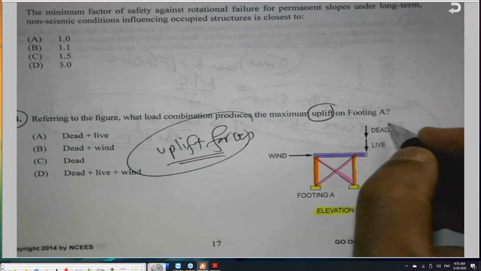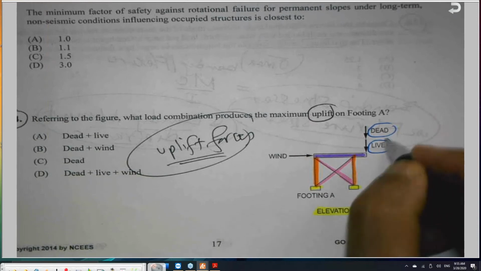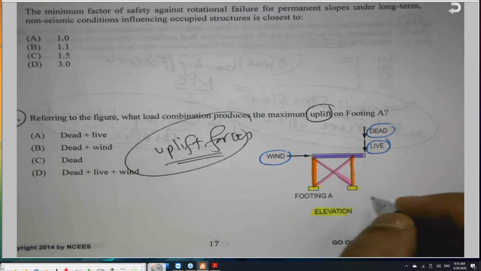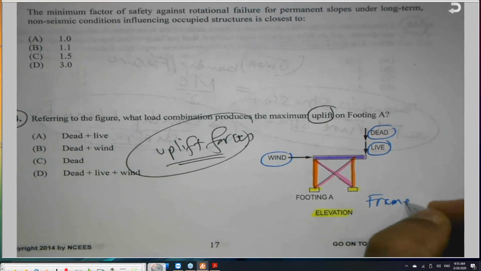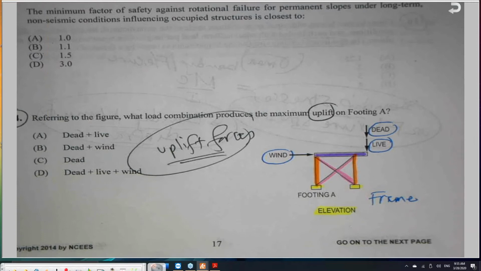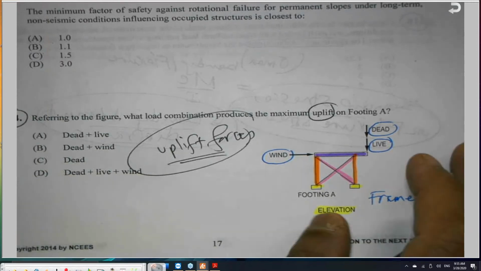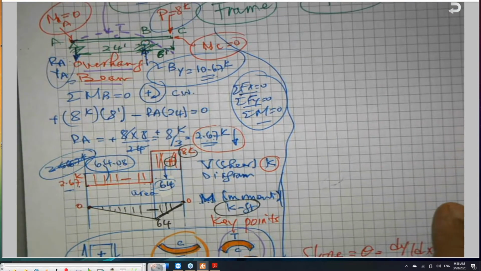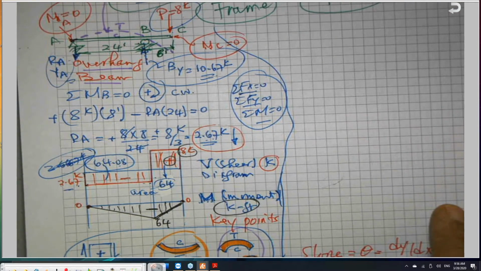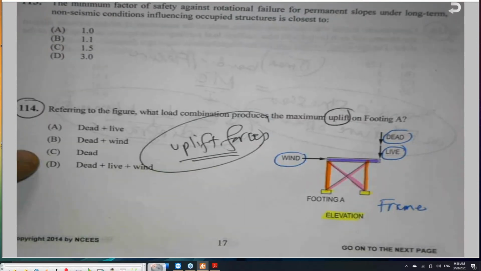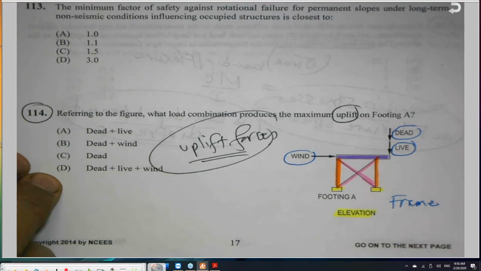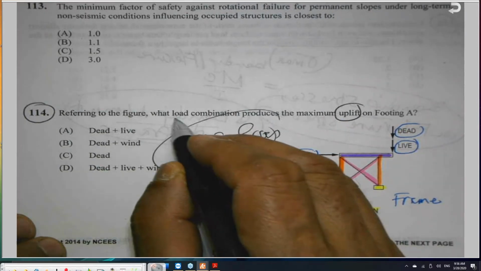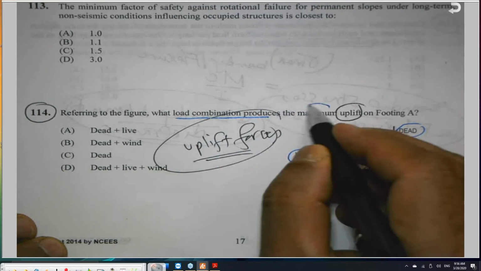And he said that we have a dead load here, and we have a live load here, and we have a lateral load here, wind. So this is a kind of structure or a frame. Here he's not asking you to calculate any uplift force. In our simple problem, the overhang beam, we calculated the uplift force. Here he's asking you conceptually. What load combination produces the maximum?